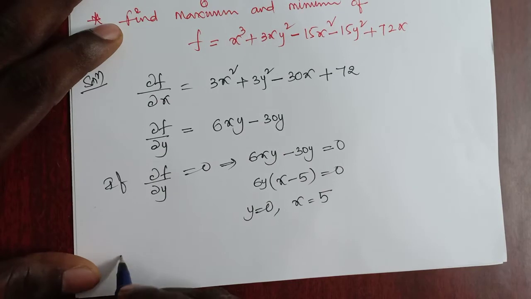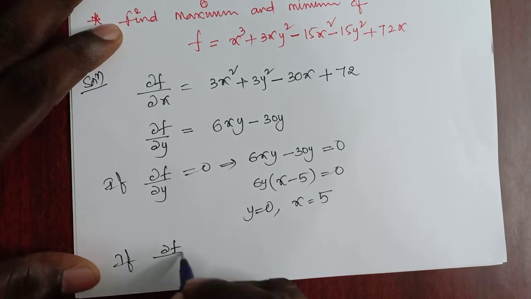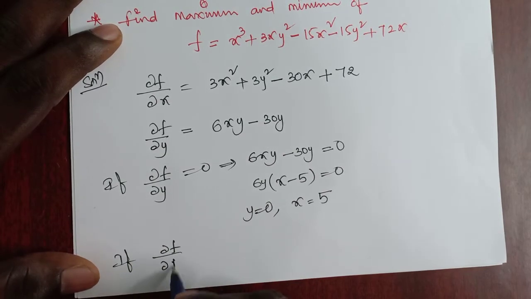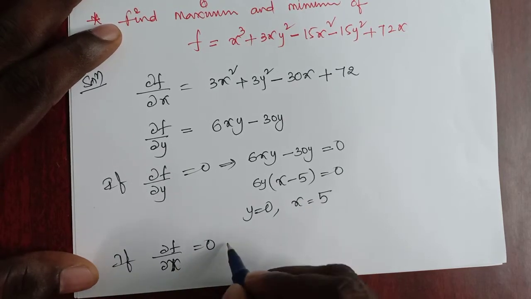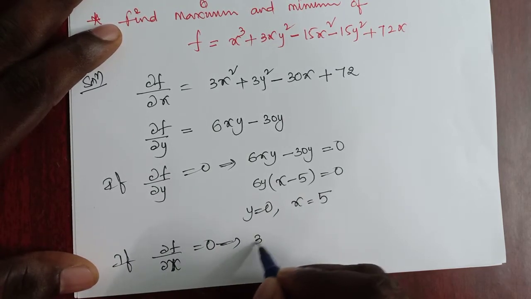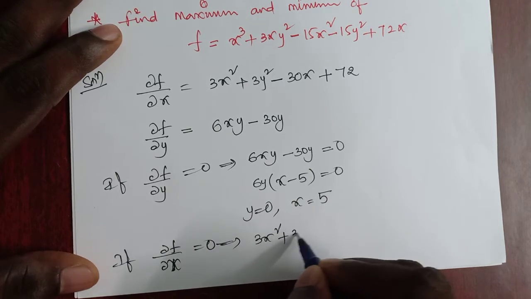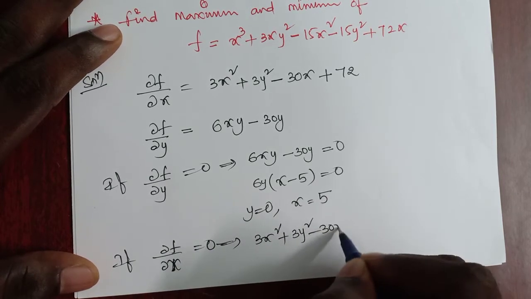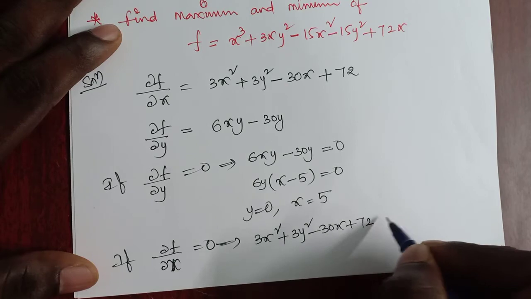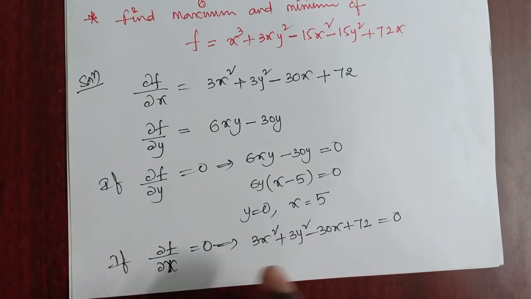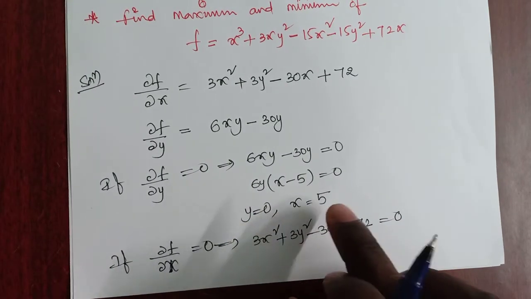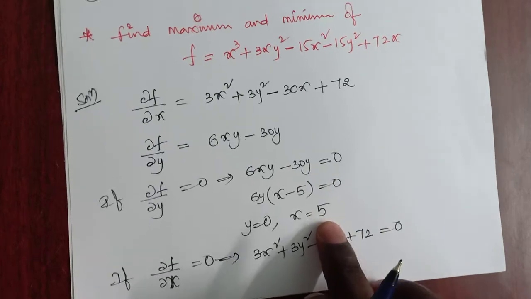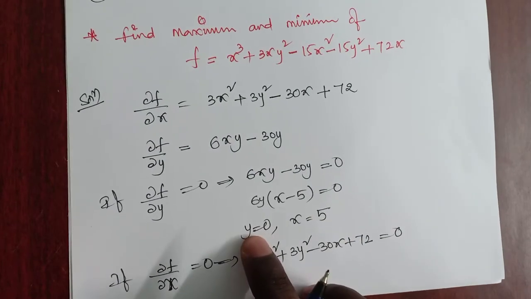If dou f by dou x is 0, then what we get? 3x square plus 3y square minus 30x plus 72 equal to 0. And we need to substitute these two values, y equal to 0 and x equal to 5. So the first thing is y equal to 0. Now substitute y equal to 0 in this condition, what we'll get?